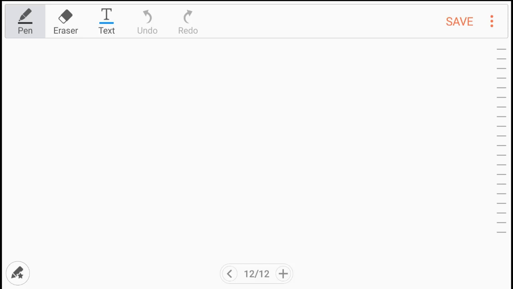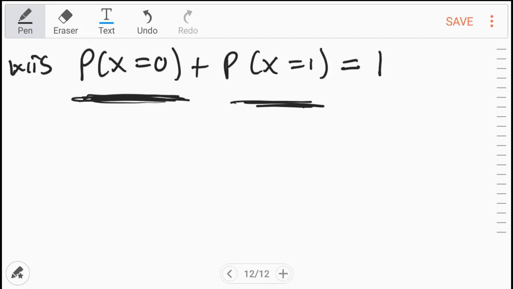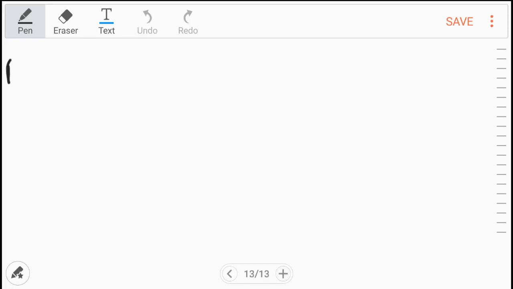Now, because we want to show that P of x is equal to 0 plus probability of x is equal to 1 is equal to 1, we first of all have to calculate probability of x equal to 0 and probability of x equal to 1. Then after that we add the two and check to see if we'll get an end result of 1. So for P of x is equal to 0, we pick up the PMF function, and wherever we see x, we are going to substitute 0.